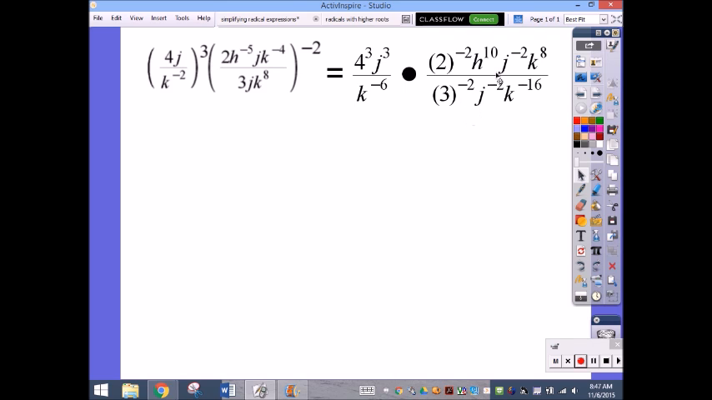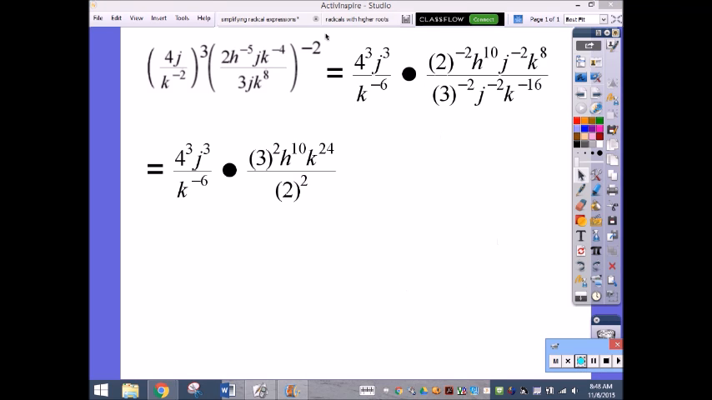I could combine my like bases by subtracting the exponents. So either way, whatever I choose to do is fine. What I am going to do is move this 2 to the negative 2 to the bottom, the 3 to the negative 2 to the top to get rid of those negative exponents. And then I'm going to combine these like bases by subtracting the exponents for the j's and the k's.